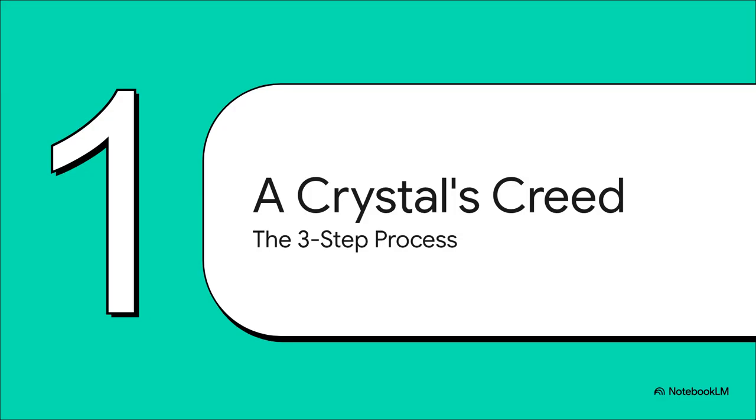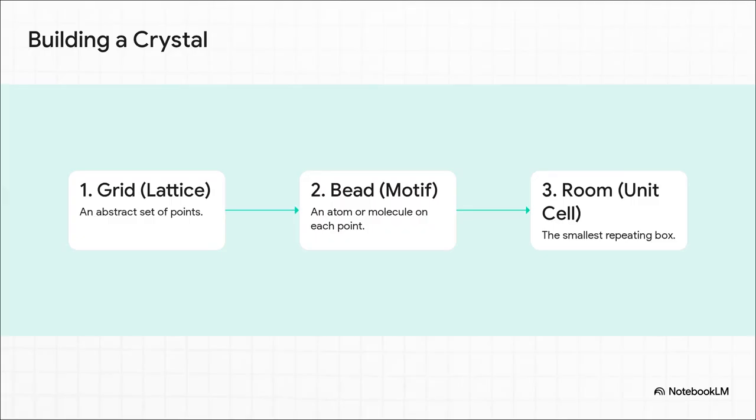So, okay, we've got this invisible grid. How do you actually build a real crystal from that? Well, it turns out there's a simple three-step creed, a core belief system that every single crystal follows. So, first you start with the grid itself, which we call the lattice. It's really just an abstract set of points. Step 2, you decide what to put on those points. An atom, a molecule, let's call it a bead. This is what we call the motif.